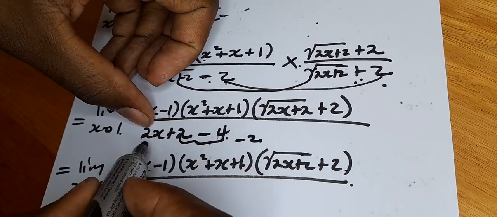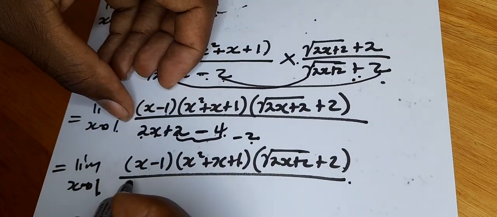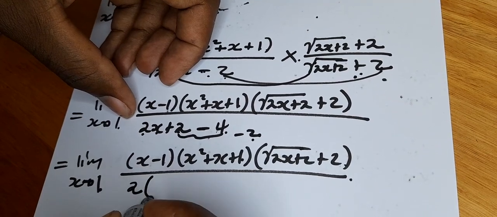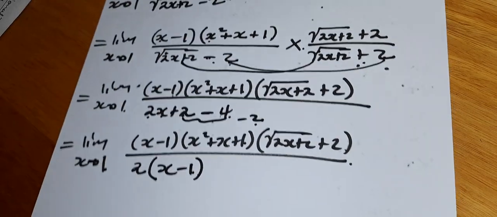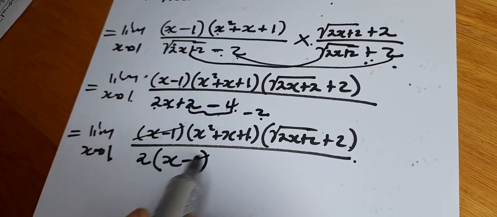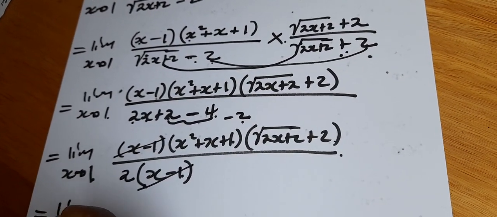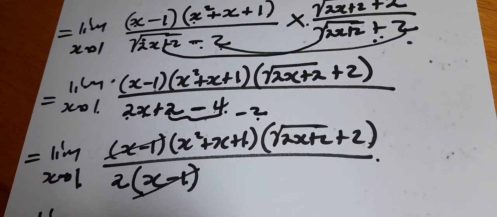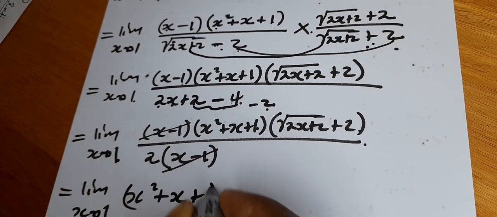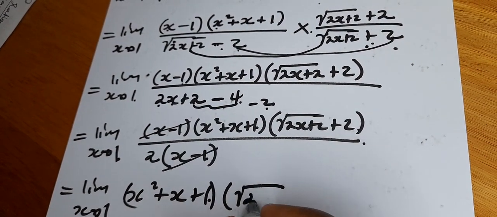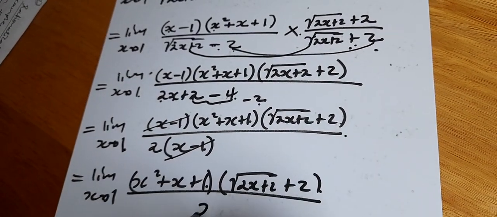So we can say we have 2x and 2. We can take out the common factor of 2, and then open bracket, we are going to have x minus 1. Then now you can see this is the same as this one. We are going to divide them. This will be equal to the limit when x approaches 1 of x squared plus x plus 1, and then multiply by the square root of 2x plus 2, then plus 2, all over 2.